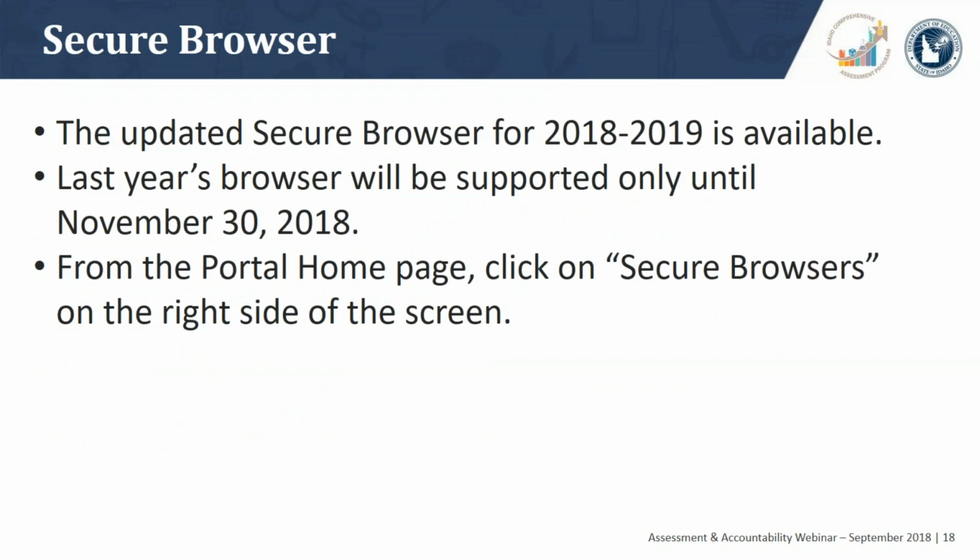There is a new secure browser for 2018-19. The students will use this secure browser when they are taking either interim assessments or the summative assessment at the end of the year. Currently, the browser from last year is still working. I know that quite a few districts are testing already. That will be supported only until November 30th. So be sure that sometime between now and November 30th, when it's convenient for you, you download the new secure browser for your students so that that'll all be taken care of for the year. You can do that from the portal homepage over on the right-hand side of the screen.